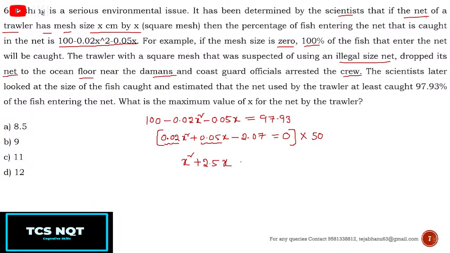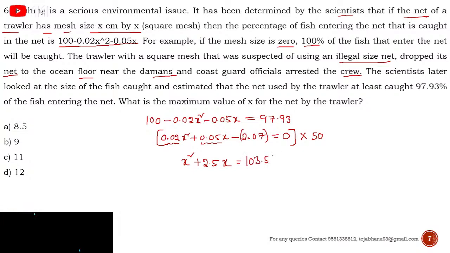x is equal to 2.07 into 50. It will become 103.5, right? 103.5. 7 5s are 35. So 103.5.